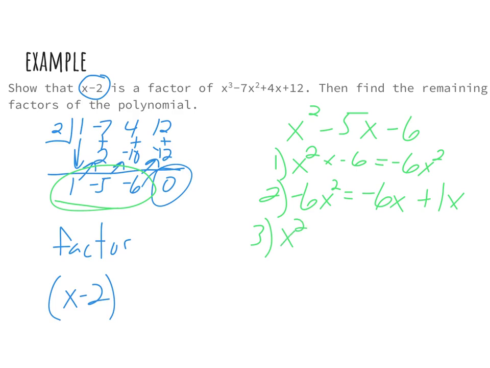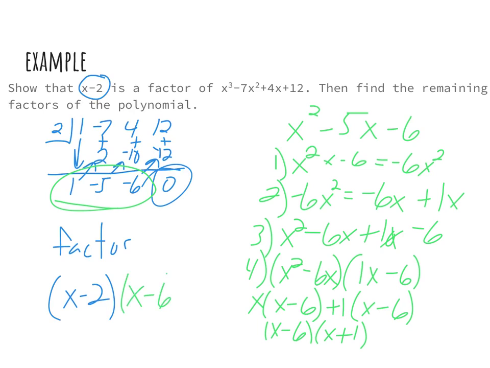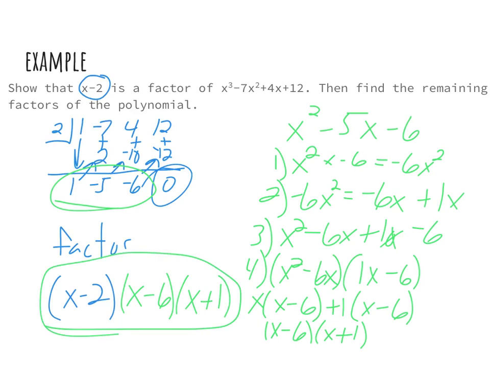I replace the negative 5x with the negative 6x plus 1x, and then I factor it by grouping. So I've got x squared minus 6x in one, and 1x minus 6 in the other. In the first parentheses, I can factor out an x, leaving x minus 6. In the second one, I don't have anything I can factor out of both, so I'm going to pull out a 1, leaving x minus 6. So my two factors are what's inside the first and what's outside. Then I take those two and add them to my original one, and I've got my polynomial factored as x minus 2, x minus 6, and x plus 1.